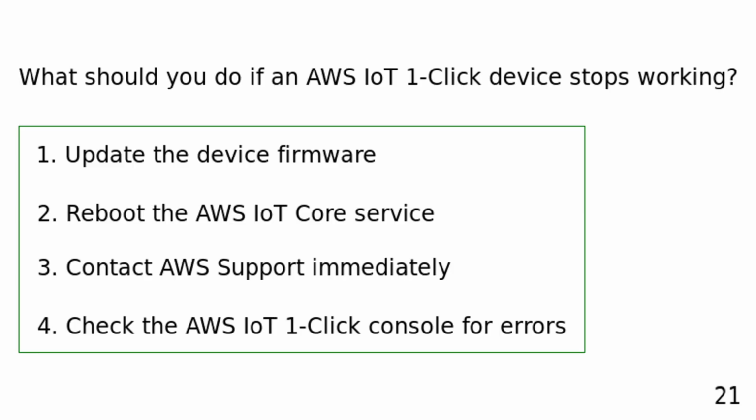What should you do if an AWS IoT one-click device stops working? Update the device firmware. Reboot the AWS IoT core service. Contact AWS support immediately. Check the AWS IoT one-click console for errors.